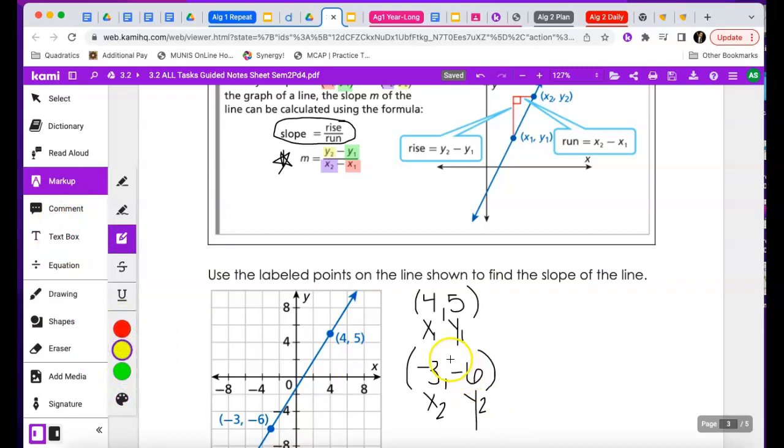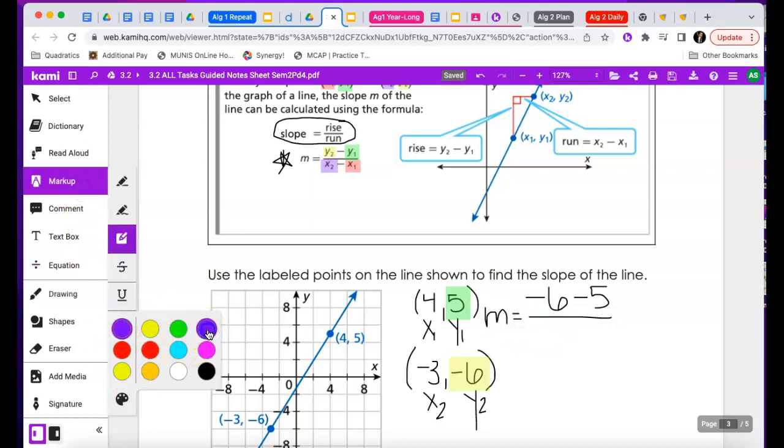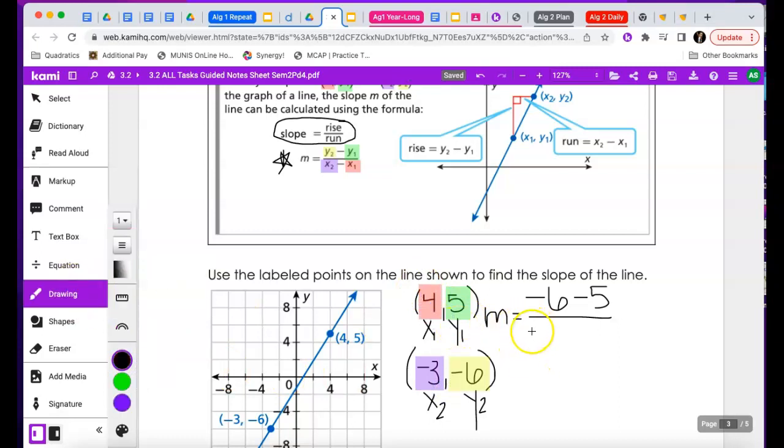And what we're going to do is we're going to use this formula up here that I highlighted. So our second y value minus our first y value, that'll go on top. So we're going to do -6 minus 5, because we're subtracting, over, and then I'm going to take my second x value, -3, and subtract it from my first x value, which is 4. So on the bottom, we'll do -3 minus 4. And from here, we're just going to either use mental math or the calculator.